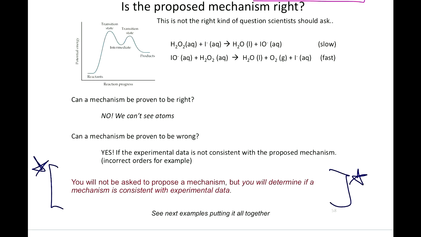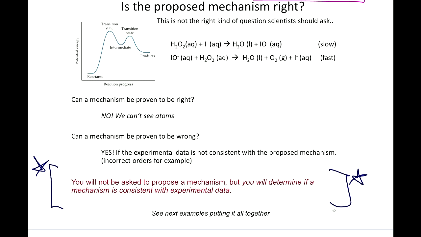Okay, so the question is, how can we prove that a mechanism is correct? Or is it right? So that's kind of like a trick question. Is the mechanism right? That's a very hard question to answer because we cannot see atoms. Reactions happen, and these mechanisms, they're just proposals. It's what we think is happening behind the curtain when we can't actually see what's behind the curtain. We can't see atoms collide with one another.